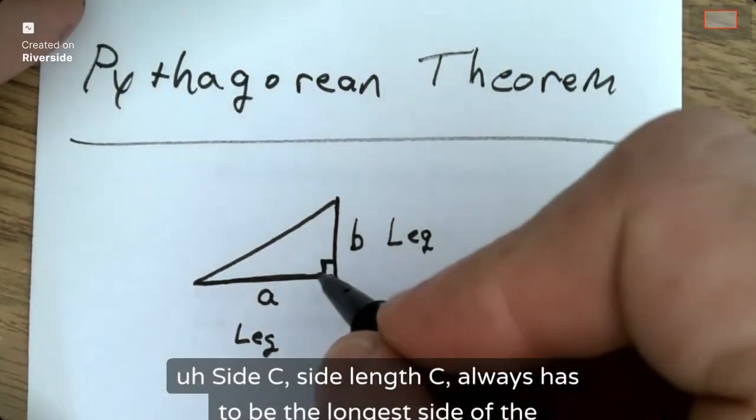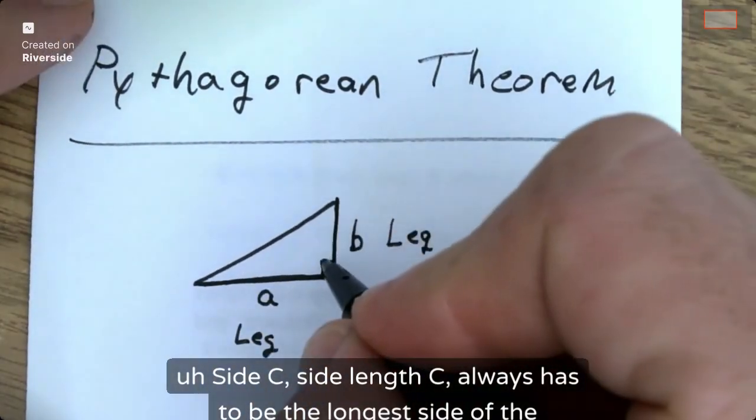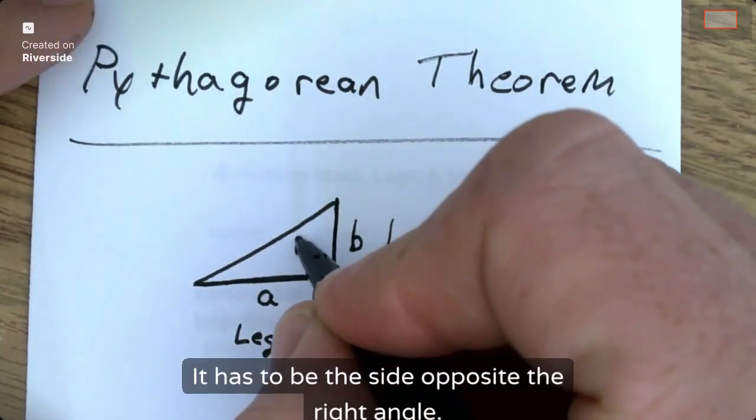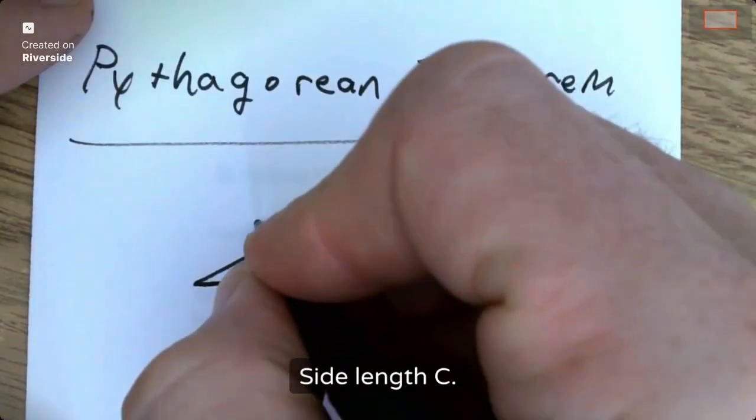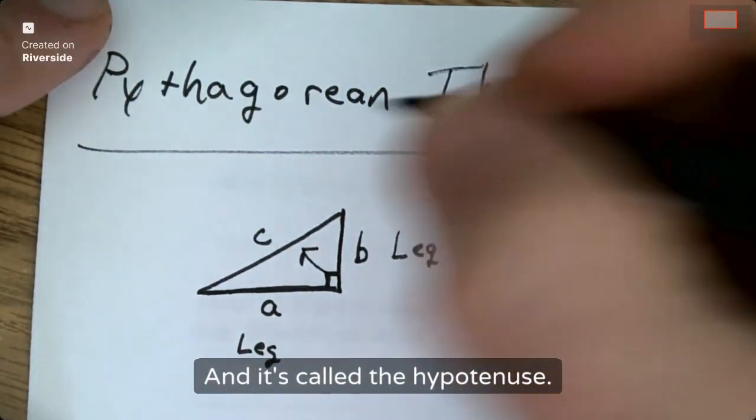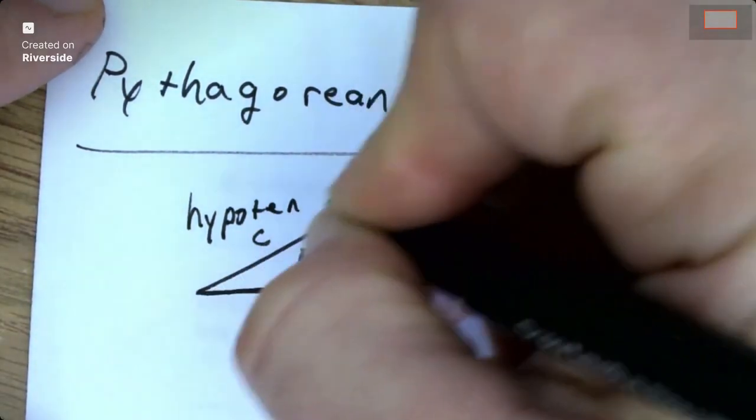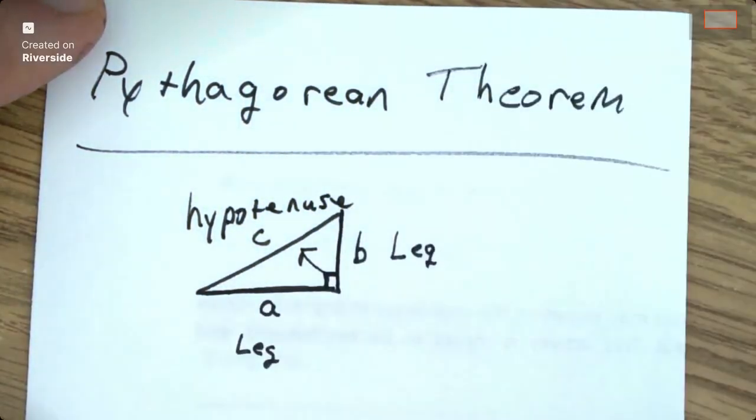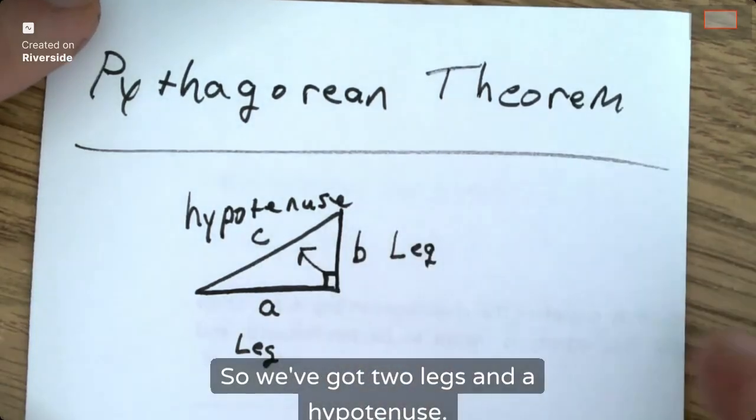Side length C always has to be the longest side of the triangle. It has to be the side opposite the right angle, side length C. And it's called the hypotenuse. So we've got 2 legs and a hypotenuse.